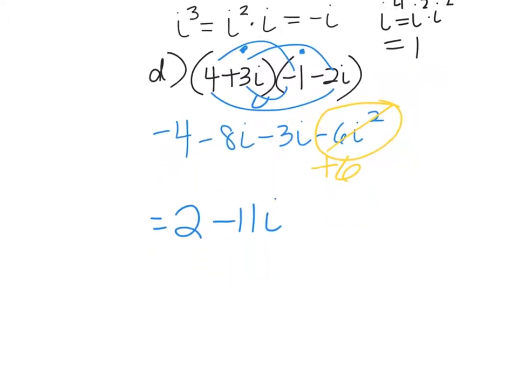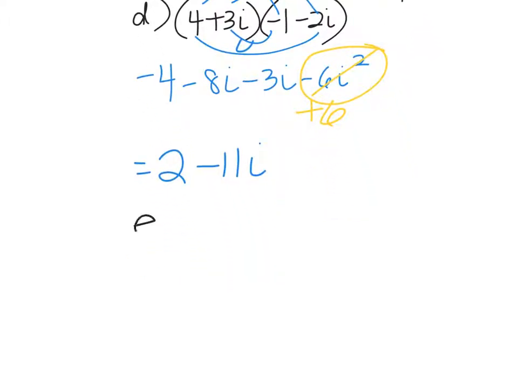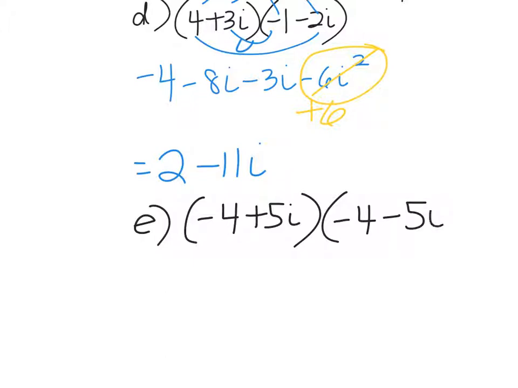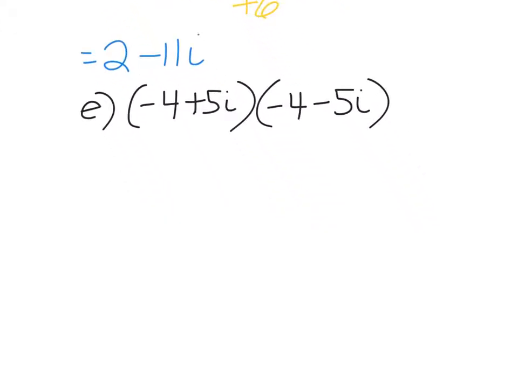Okay, let's do one more of these, which is going to lead us into division. Now, sometimes you get some special ones. I'll show you. Negative 4 plus 5i times negative 4 minus 5i. Now these two complex numbers look exactly the same, except the only thing that's different is the middle sign. This is a plus and that's a minus. Otherwise, they're the same. These are special. These have a name we're going to talk about in just a minute. Let's FOIL this out and see why this is so special.